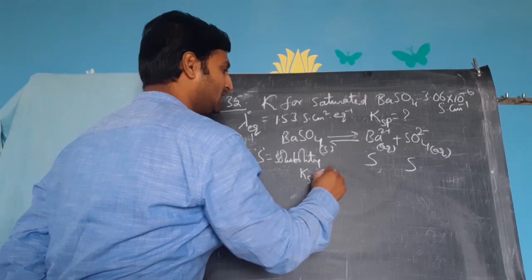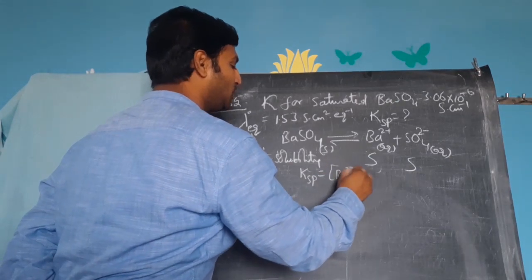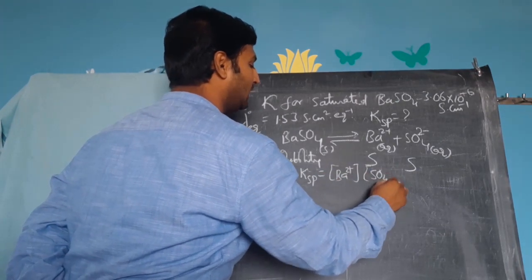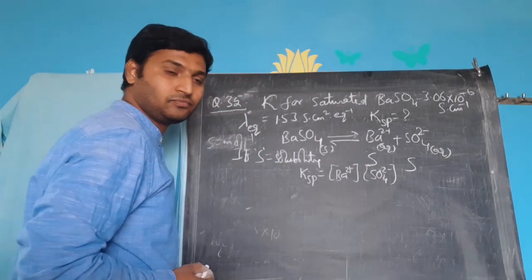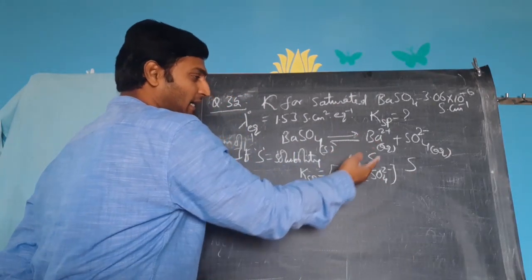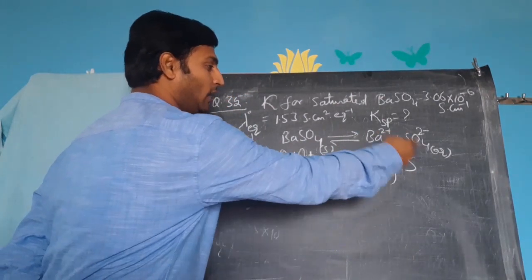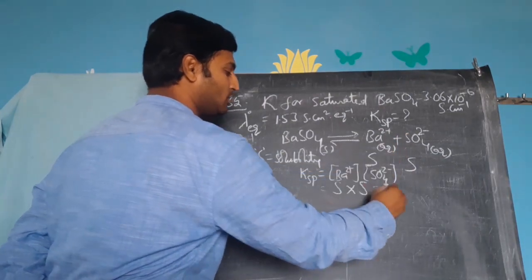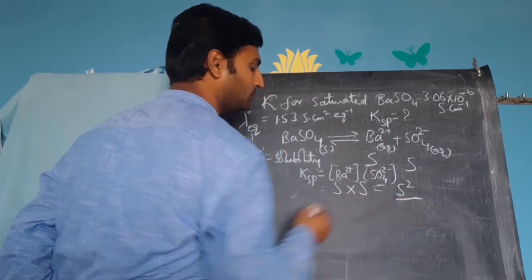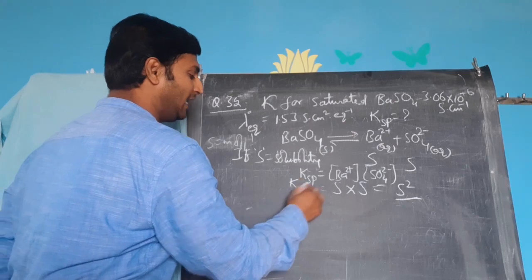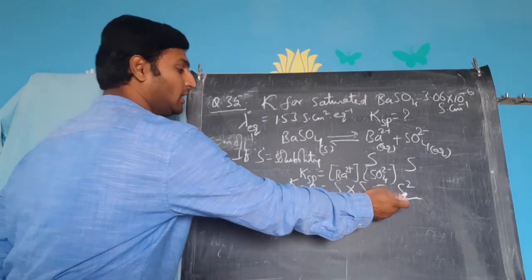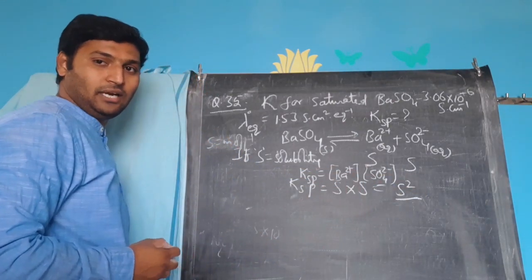Now KSP is nothing but concentration of barium cation into concentration of sulfate anion. What is the concentration of barium cations? S moles per liter. What is the concentration of sulfate anions? S moles per liter. That is equal to S square. So, to get your KSP value, you need to square the solubility value.